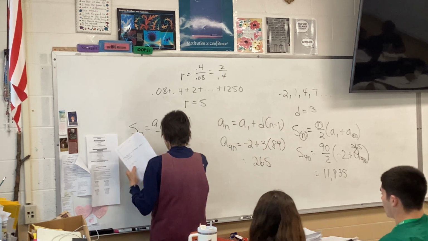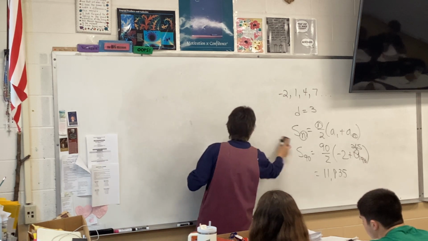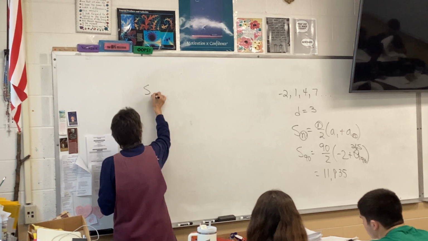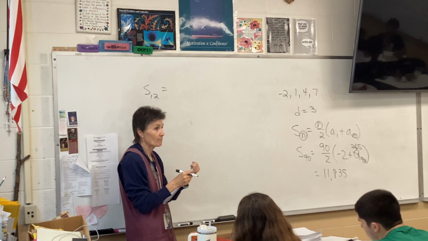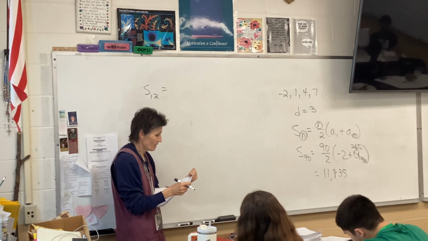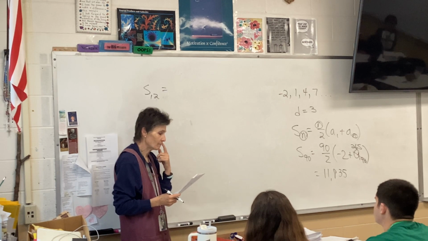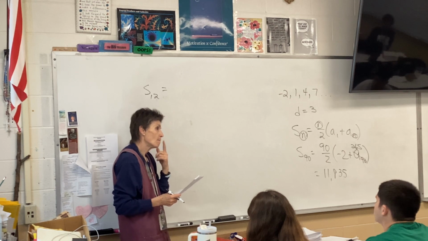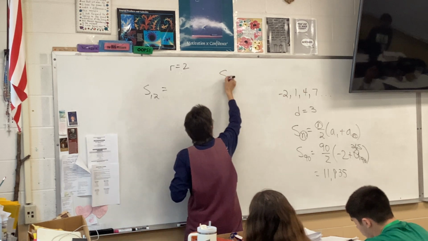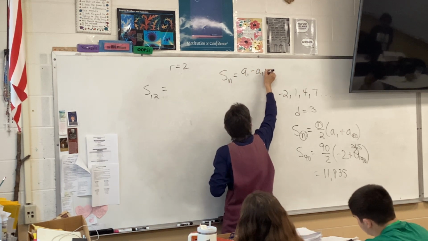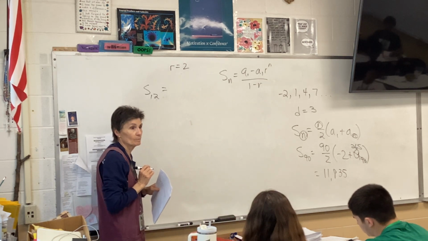Here we go. Our job is to add up the first 12 terms, so S sub 12. Before I can jump in and do this, I have to pay attention to what kind of sequence I have. What's happening in this sequence? How are we getting from term to term? Multiplying by 2. So this is geometric, and I'm multiplying by 2.